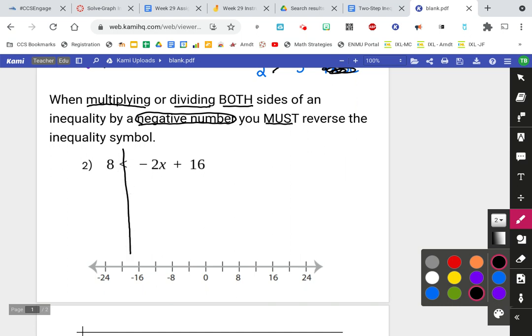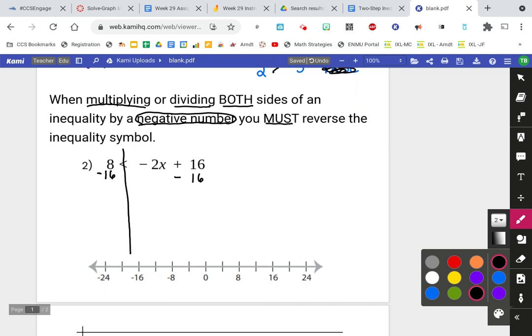And our goal is to isolate the variable. This time the variable happens to be on the right. So we need to look on the right and find the constant. The constant is the number without a variable, which is that positive 16. The opposite of positive 16 is a negative 16. But what we do on one side, we do to the other.